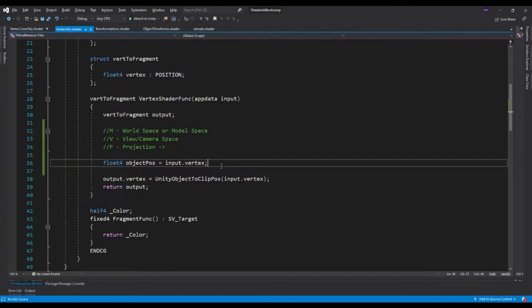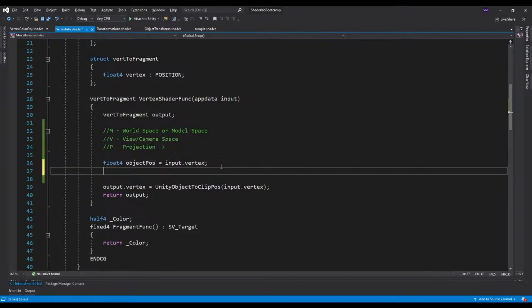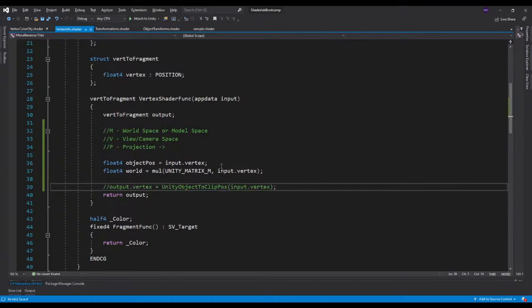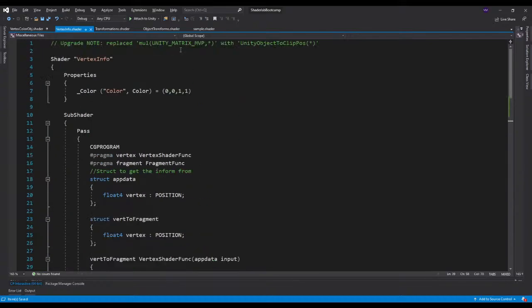Now I take this object position, this is an object space, to convert it into world space, I multiply it by the Unity matrix M, the model matrix. And instead of this, you might see a kind of a code change here. This is an automatic code change, guys.